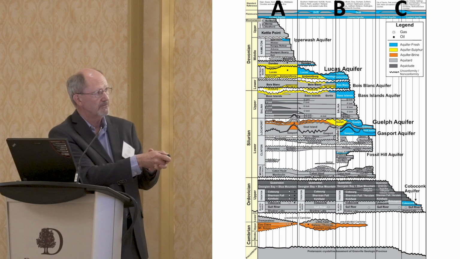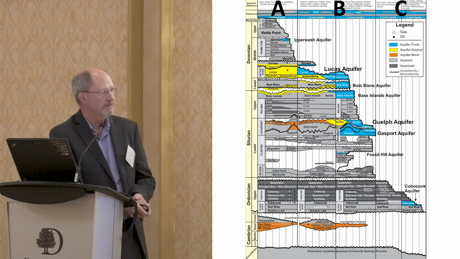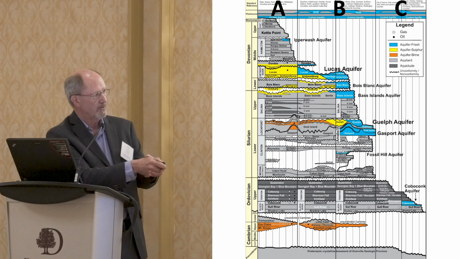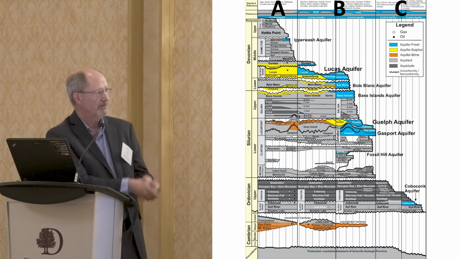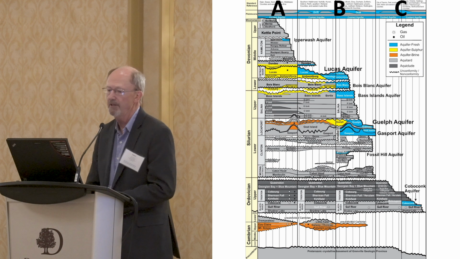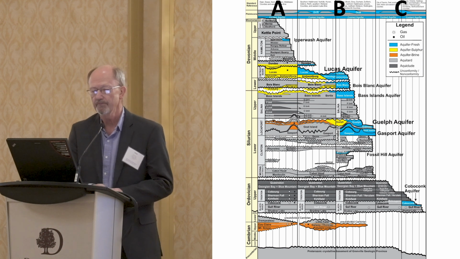But I'll tell you, the blue is fresh water, yellow is sulfur water, and the orange are brines, or salt water. And you notice the fresh waters all occur close to the surface, and as you're going down into deeper rocks, you go through a transition zone of salty sulfur water, and when you get into really deep rocks, you get really, really saline waters.